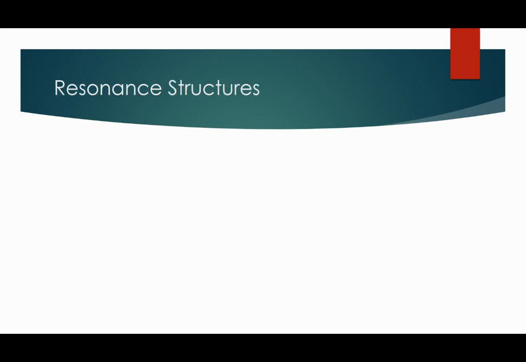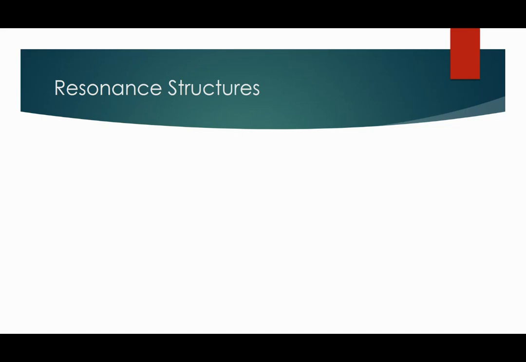There's going to be some instances where both structures that you draw have equal charge. So one is not actually more stable than the other. And this is where we get into our new topic of resonance structures. Resonance structures are the different ways that a molecule can be drawn that have the same formal charge across the entire molecule. So one is actually not more correct than the other.